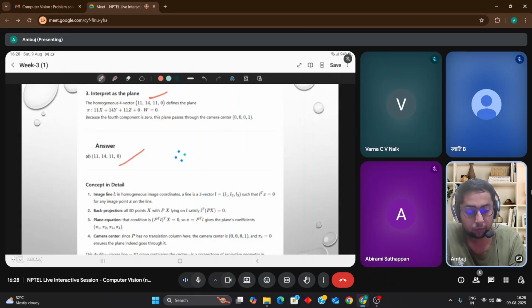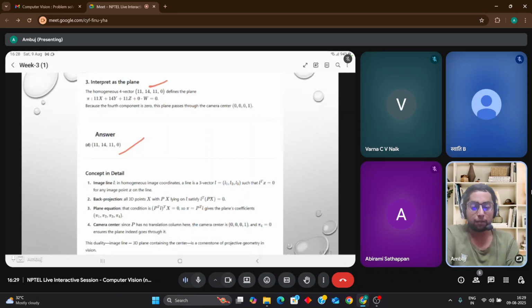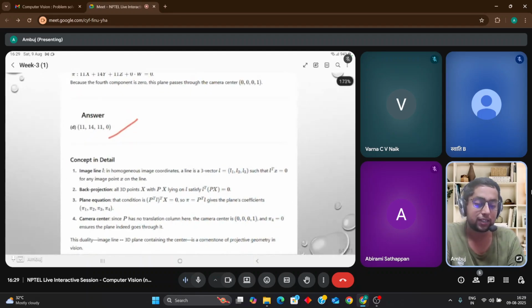An image line L in homogeneous image coordinates is a 3D vector L = (L1, L2, L3) such that L transpose X equals 0 for any image point X on the line. For the back projection, all 3D points X with PX lying on L satisfy L transpose PX equals 0. And the plane equation is (P transpose L) transpose X equals 0. So pi will be P transpose L.